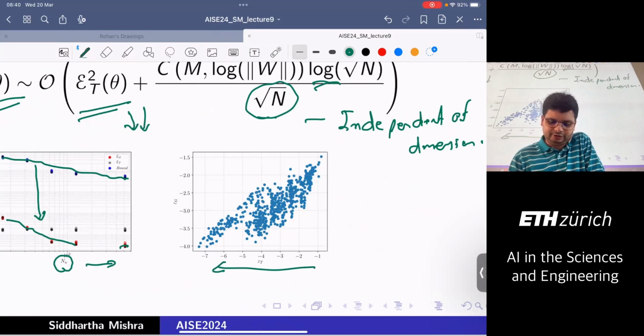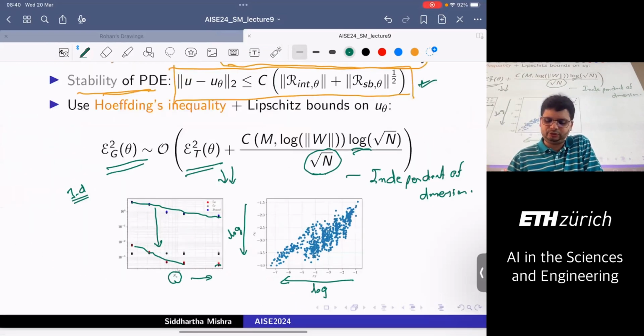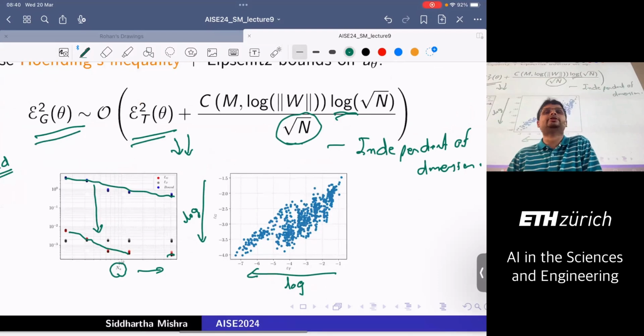Okay. And this is the total error. And it tells you that as the training error becomes smaller, this is a log-log plot. So here is a log, here is a log. As you can see, as the training error is small, the total error is going to be small, which is consistent with this inequality.